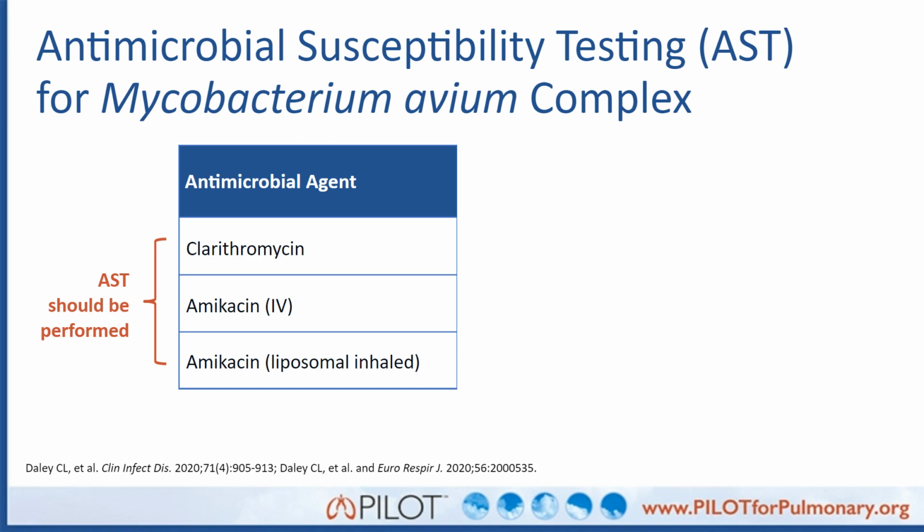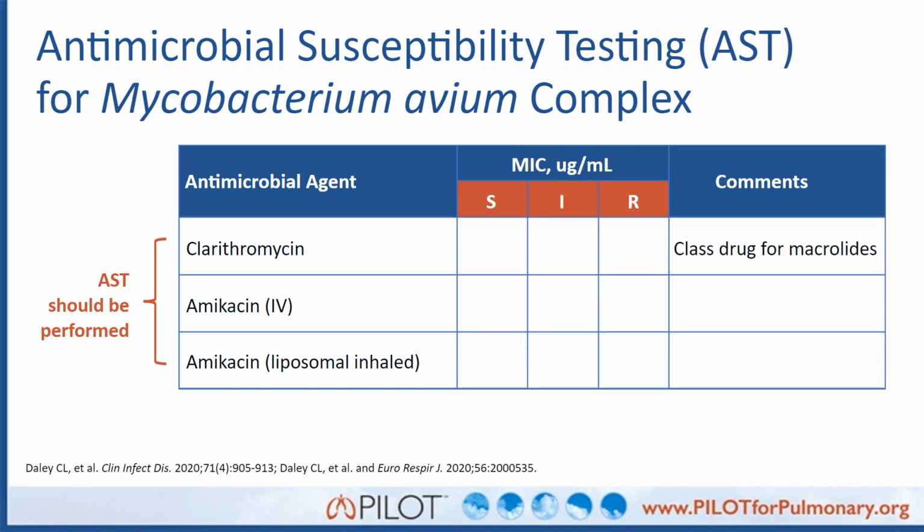And here we look at not just whether they're sensitive or resistant, but we look at the MICs of these antibiotics. So it's known that for macrolides, a patient with MAC is sensitive to the macrolide if they have an MIC of less than or equal to 8, and resistant if it's greater than or equal to 32. For IV amikacin, it's less than or equal to 16, and resistant if it's greater than or equal to 64. And for inhaled liposomal amikacin, the MAC is known to be sensitive with an MIC of less than or equal to 64, and resistant if it's greater than or equal to 128.